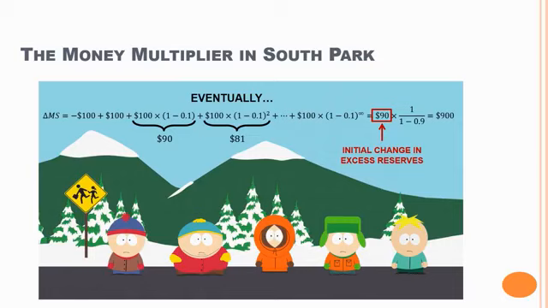Remember, the initial change in demand deposits is $100. But the initial change in demand deposit does not create money. So instead, we have to multiply the money multiplier, or 1 over the reserve requirement, by the initial change in excess reserves, which was $90. And when you do that, you get $900, which basically tells you that when Stan has increased his demand deposits by $100, this will eventually, through this process of additional loans made by several banks, lead to a final change of the money supply of $900.